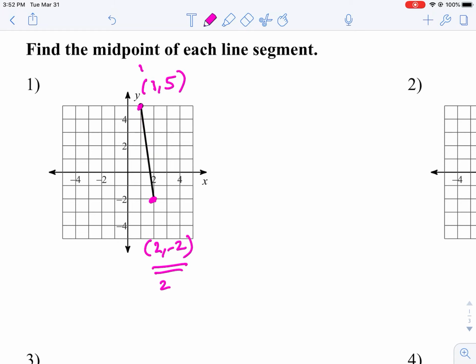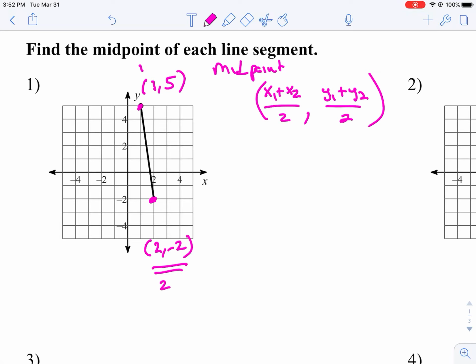Now we're going to get some fractions sometimes as an answer, but they're not going to be crazy fractions. So remember, the midpoint formula is x1 plus x2 divided by 2. That's the first coordinate. And then y1 plus y2 over 2.